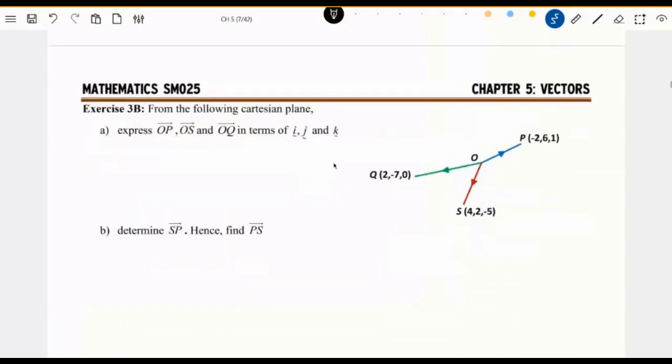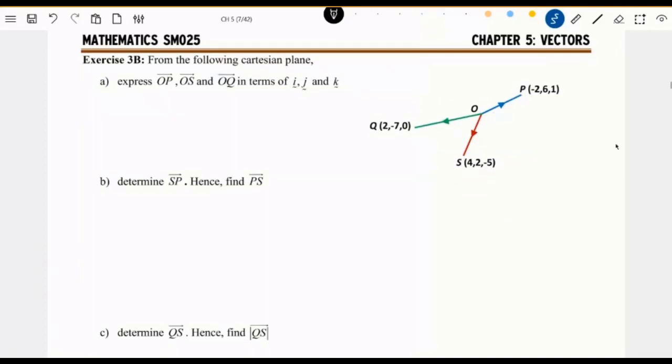And then, okay, 3B. From the Cartesian plane, we have P, Q, and S. So we have the origin here. So literally we have to find OP, OS, OQ. Okay, any idea for OP? Macam mana kita nak tulis untuk OP? It must be in position vector, which is in term of i, j, and k. So for OP, what should we write?